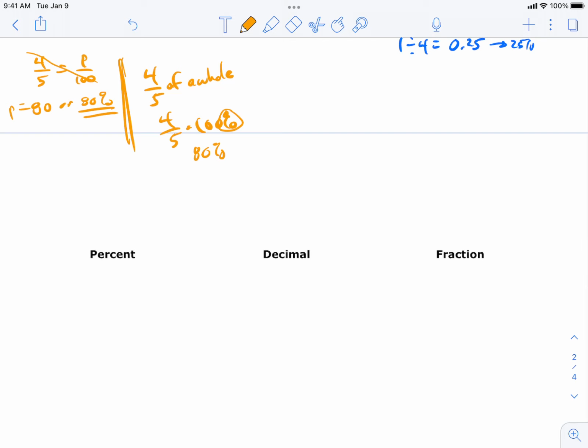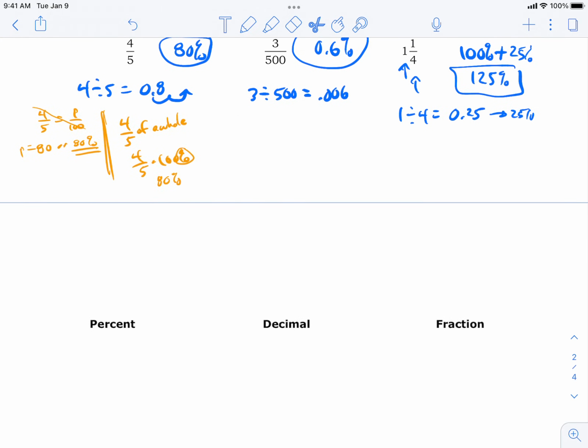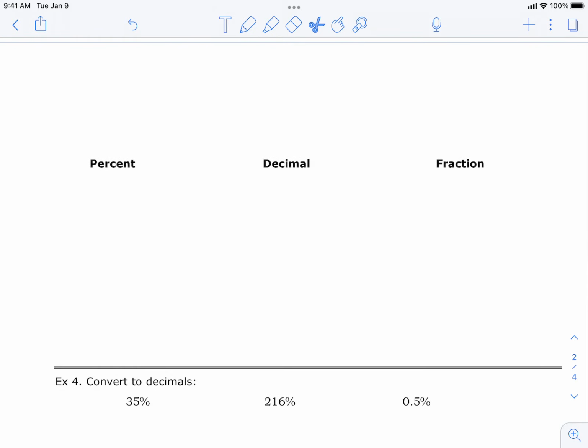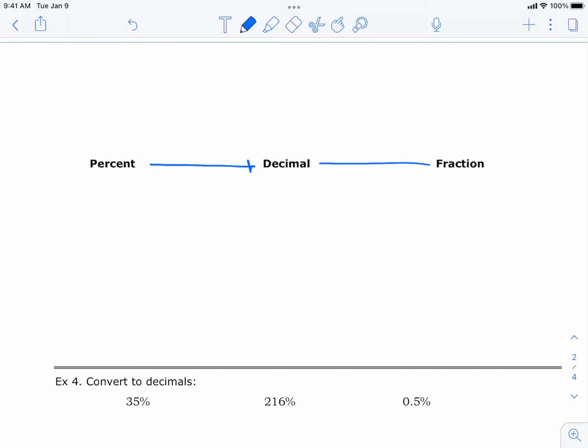Let's get this moved out of the way, please. Maybe I'll just shrink it down so it stays on its page. Okay, cool. Now we're going to go the other way. We're going to go percents to decimals to fractions. So percent to a decimal, decimal to a fraction.